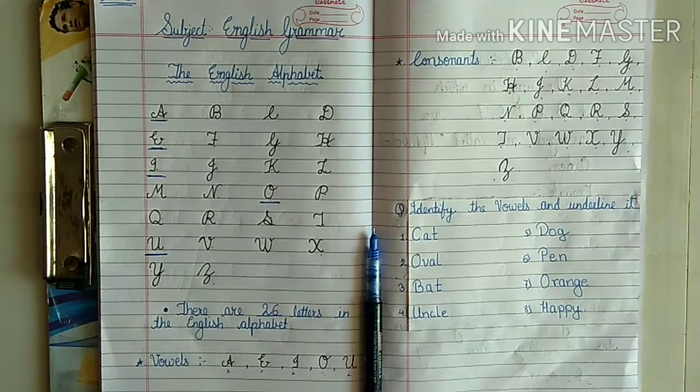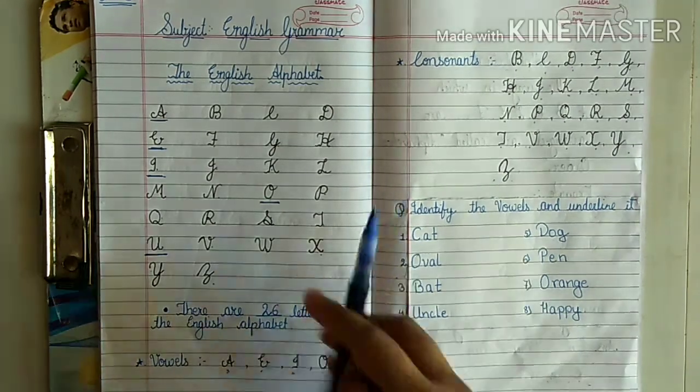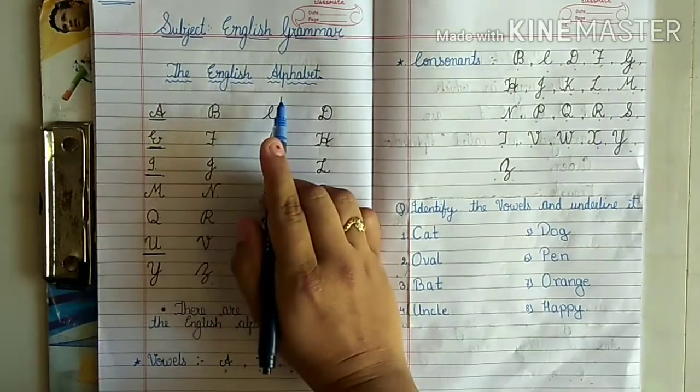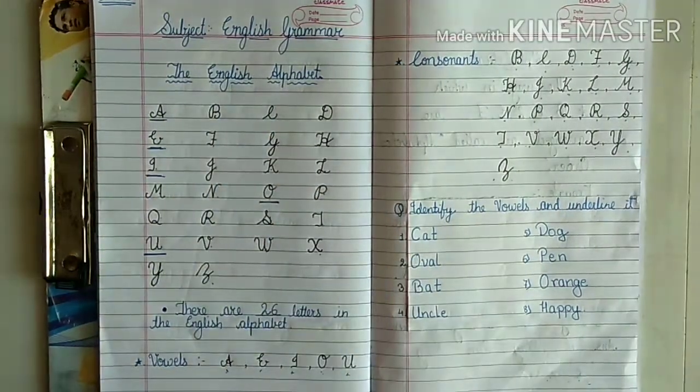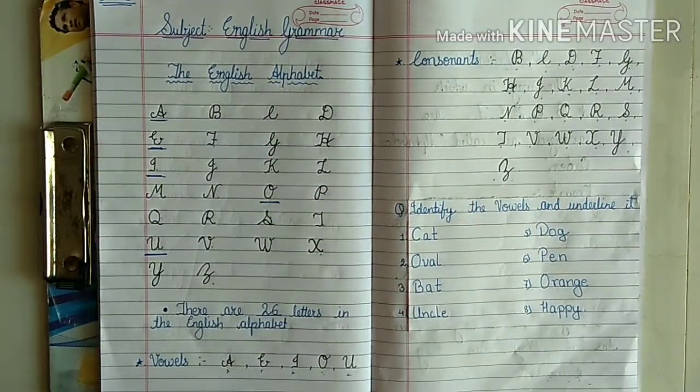Today we are going to start with English grammar. Before moving towards the lessons, let us revise some basic concepts. So, here we are with the English alphabet. Let us revise the English alphabets.